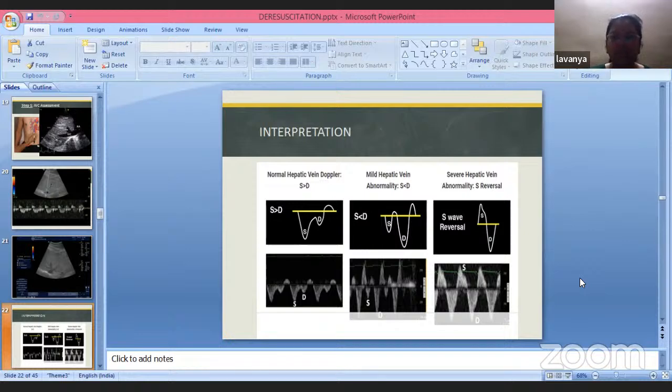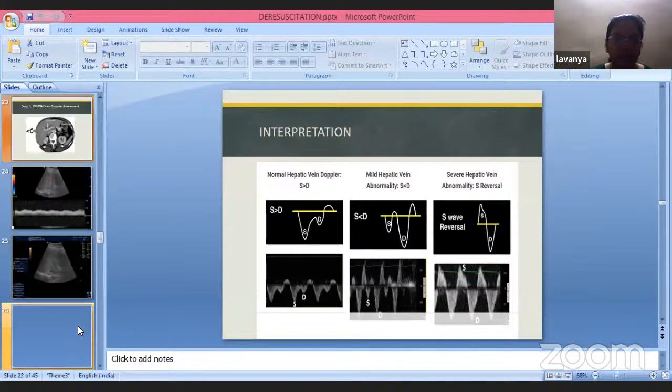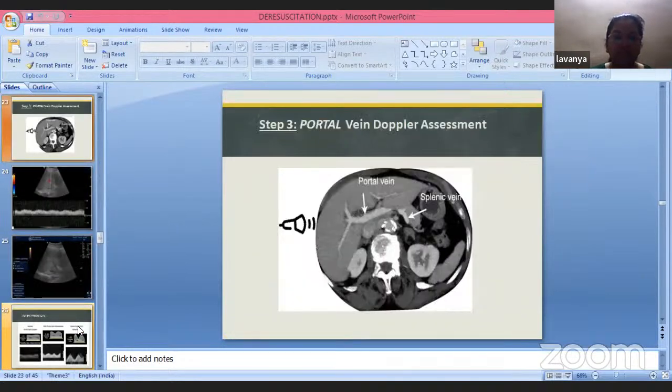When there is a severe hepatic vein abnormality, there is a reversal of the waves. That is, S wave reversal happens when there is a severe venous condition as per the hepatic vein Doppler interpretation. Now, next step 3 is to assess the portal vein Doppler. So we are using a curvilinear or abdominal probe for all these three veins: hepatic, portal, and renal vein.